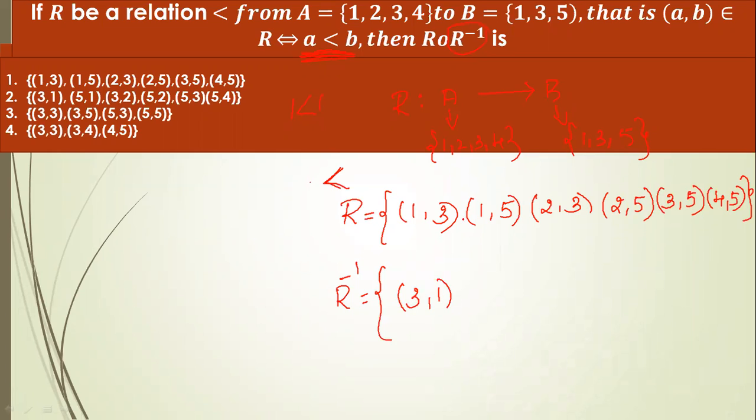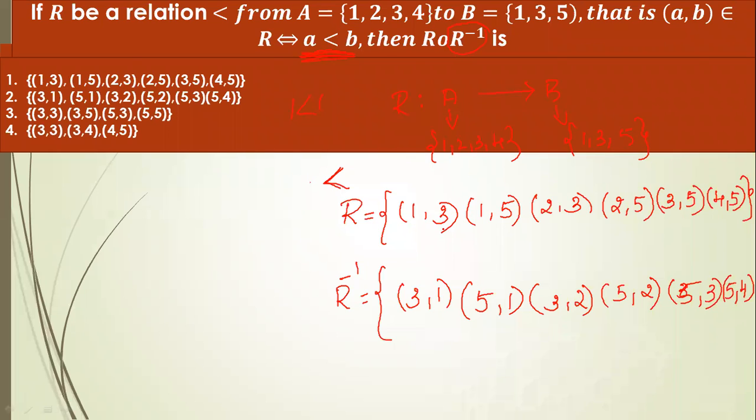Okay, whatever the element R possesses, the reverse you have to write. So what is the next element? Next element is 5, 1, and the next element is 3, 2. Next element is 5, 2. Next element is 5, 3 and 5, 4. Okay, so these are the elements in R inverse. Remember always, whatever R has, exactly reverse R inverse has.